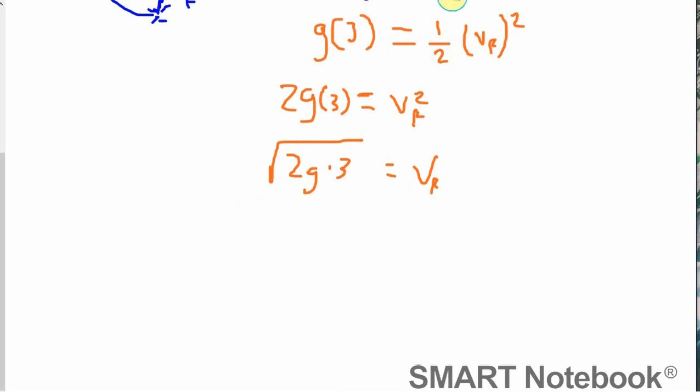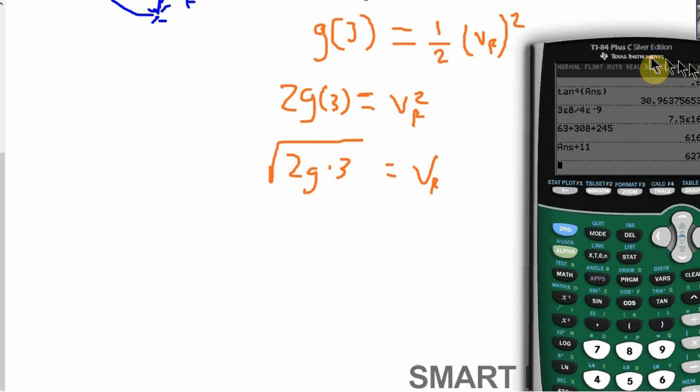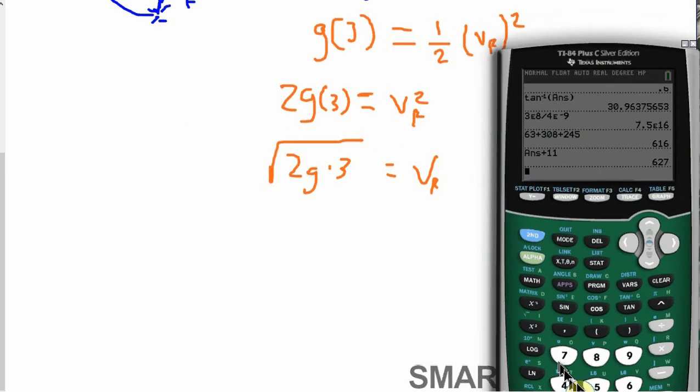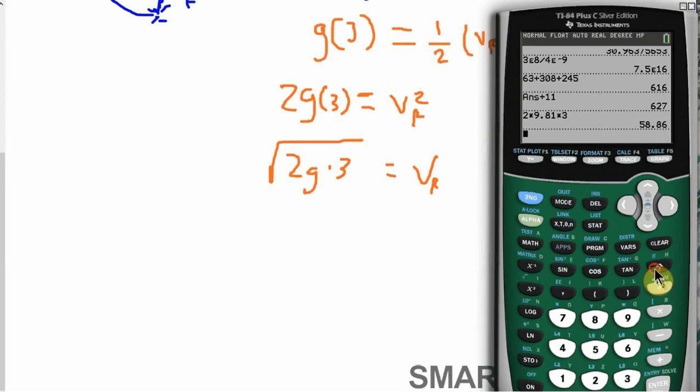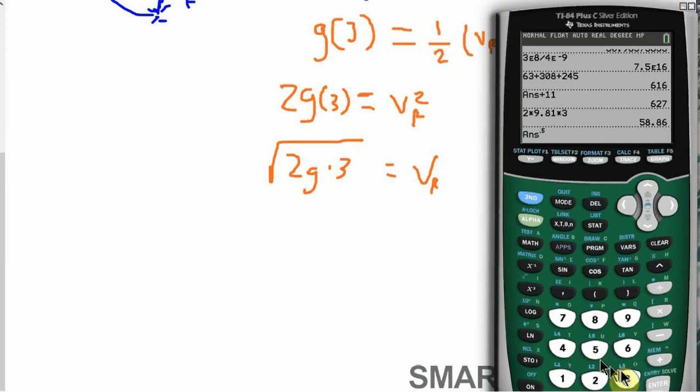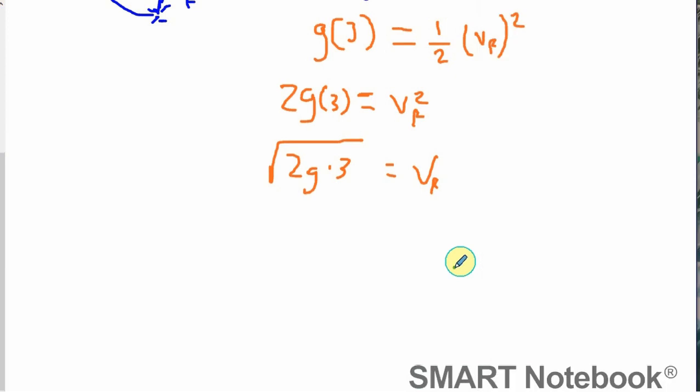Alrighty. So now we just got to plug and chug this. And so I got my handy dandy calculator up and ready. So here's my calculator. I can't get it all on the screen here. It's kind of big. Oh, maybe I can. So 2 times 9.81 times 3, enter, and then take the square root to the 0.5 power. And it looks like we have a speed of 7.7 meters per second.